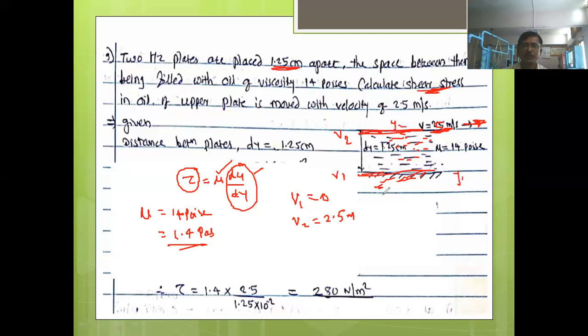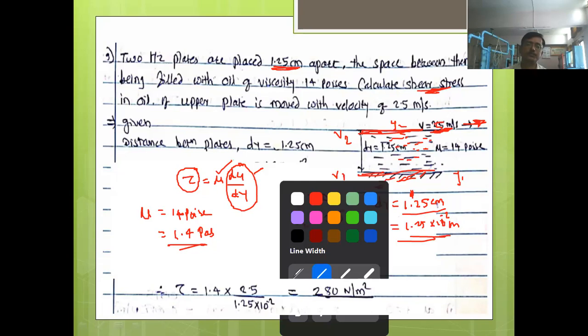Okay, and we can write here dy is equal to Y2 minus Y1, or directly you can write down the distance between these two, that is 1.25. This is in centimeter. So you can write here 1.25 into 10 to the power minus 2 meter. Okay, in meter you can write down this distance.